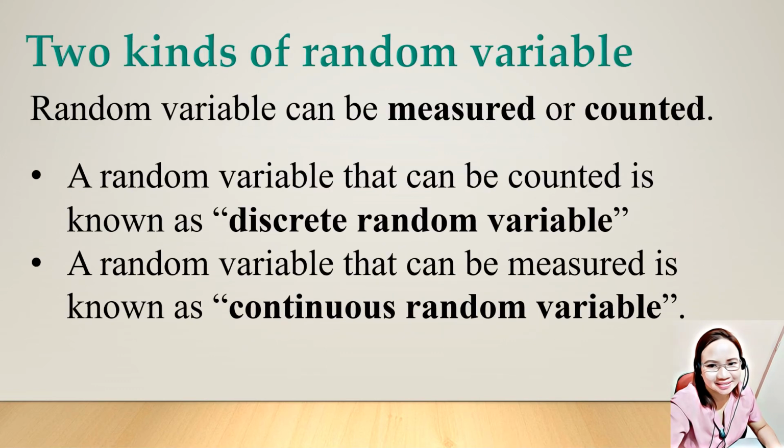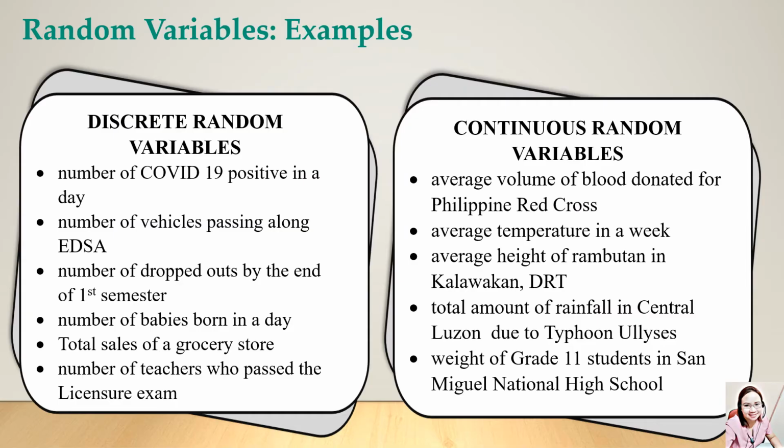Para mas madali ninyong maunawaan ang pagkakaiba ng dalawang uri ng random variables, tandaan nyo lang itong definition ito. A random variable that can be counted is known as discrete random variable, and a random variable that can be measured is known as continuous random variable. Ibig sabihin, kapag nabibilang yung value ng variable, ito ay discrete, at kapag na-measure naman, iyon ay continuous.